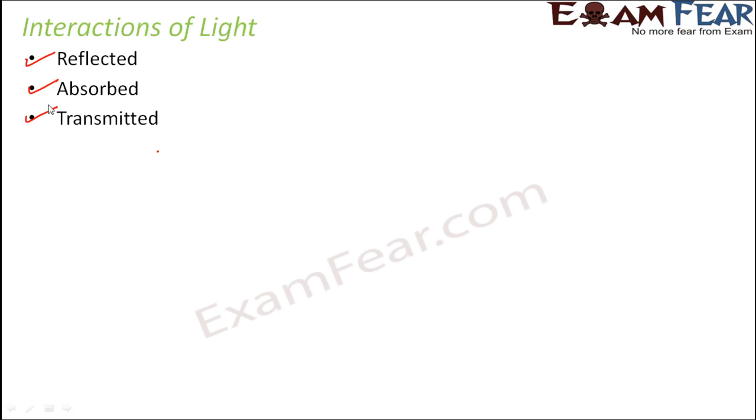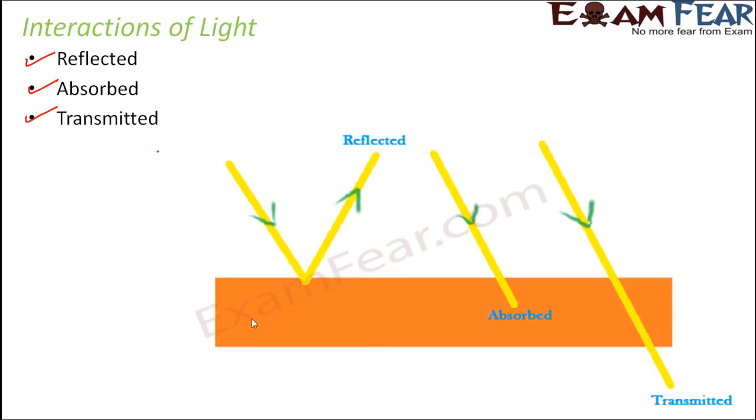Now, depending on whether the light gets transmitted or absorbed or reflected, materials are classified as transparent, translucent, or opaque. So let us say this thing which you see here is an object. Whenever light falls on it, this is the incident light. Either the light will get reflected, that is, it will bounce back like this, or the light will get absorbed by the object, or the light will get transmitted, that is, it will pass through the object.